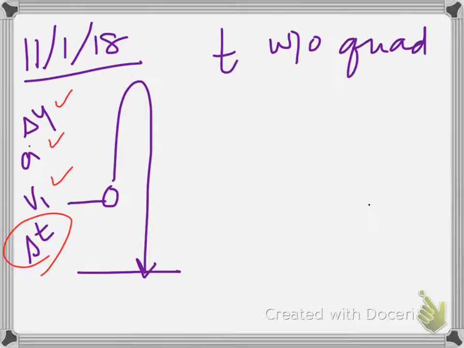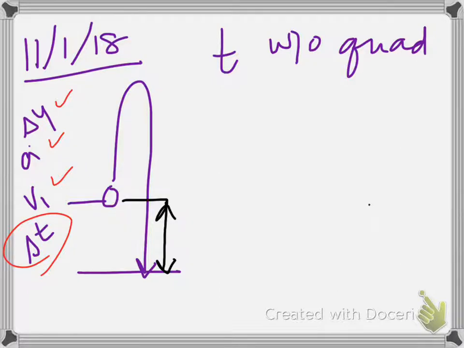We have vi, we have delta y, we have a. So in these instances, delta y is basically the distance it falls. Even though it goes a whole lot of places in the middle, that difference in its initial and final position is the delta y.